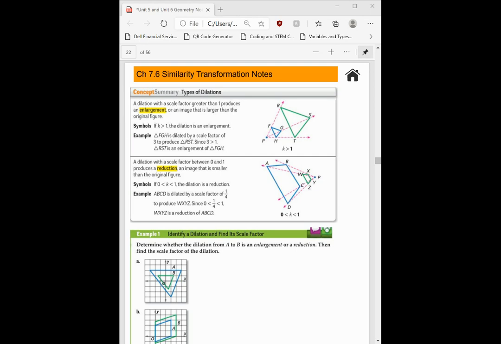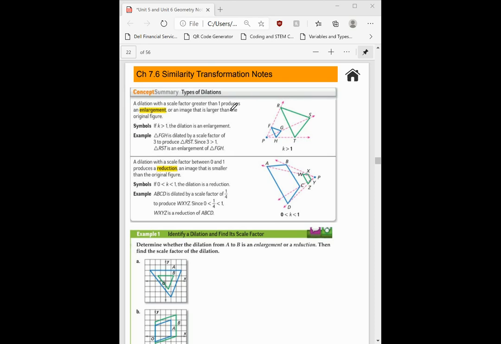So the first key concept is different types of dilation. A dilation with a scale factor greater than 1 produces an enlargement, or an image that is larger than the original figure. So if we look here, notice our smaller figure, our blue one, gets enlarged to turn into the green one because it was multiplied by a factor greater than 1.